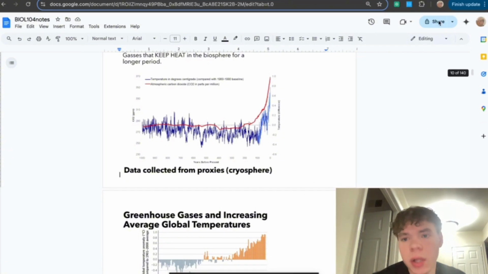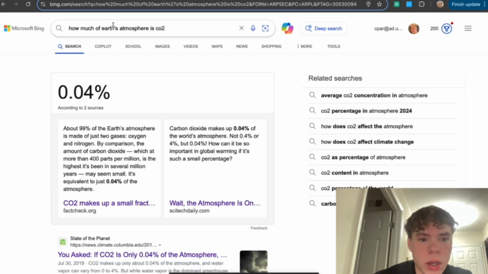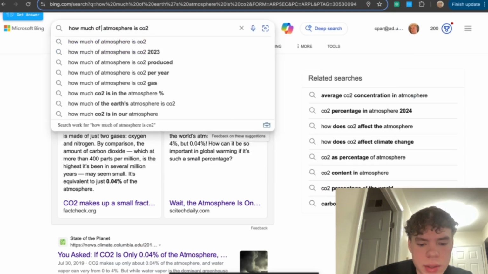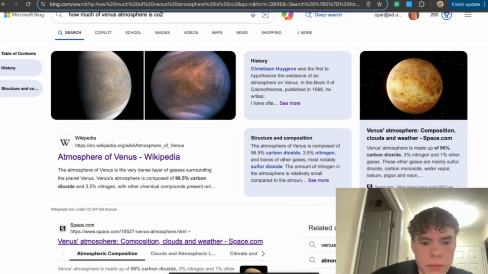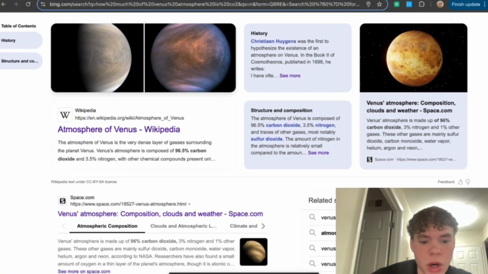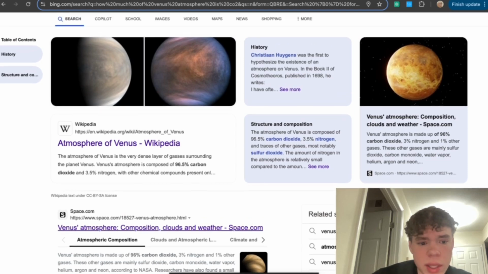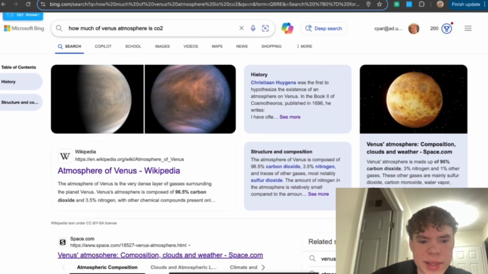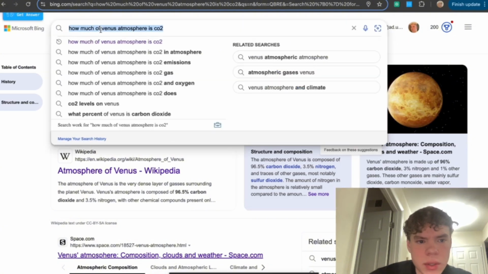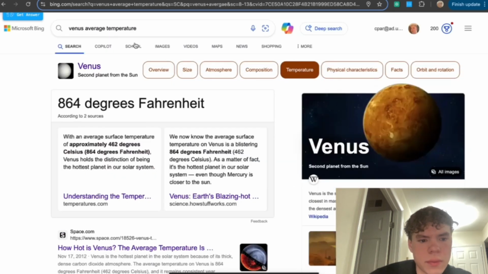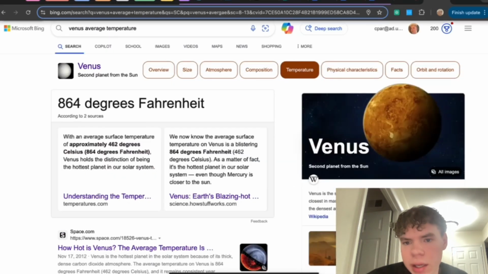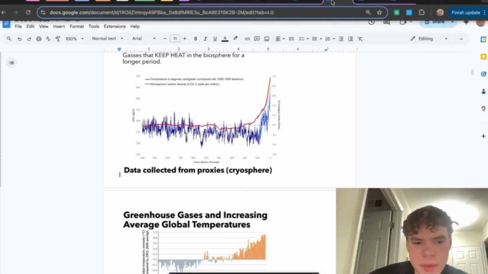So, for example, if you look at a planet like Venus that has 80% of its atmosphere as CO2, it's going to explain why it's so hot. Let me fact check that. Oh no, Venus is 96% carbon dioxide. It's more than I thought. That's why it's so hot. It's 96% carbon dioxide. Oh my goodness. How hot is Venus? 864 degrees Fahrenheit. Yep. It's pretty hot.